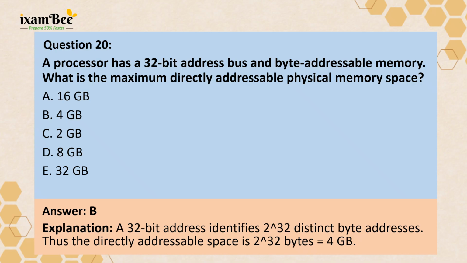And since the memory is byte addressable, each of those addresses points to exactly 1 byte. 2 to the power of 32 works out to roughly 4.29 billion, which we round to 4 gigabytes in standard binary units. So the maximum directly addressable physical memory space is 4 GB, and hence the answer is B.